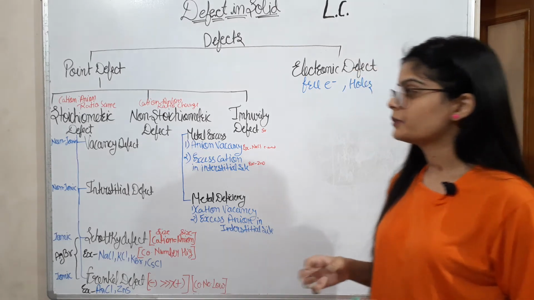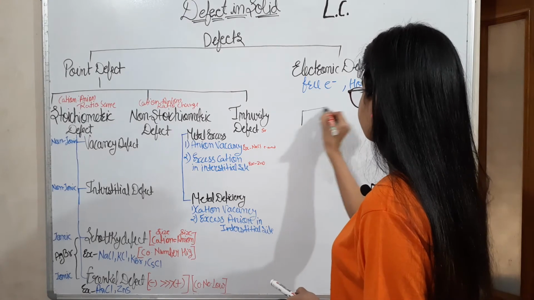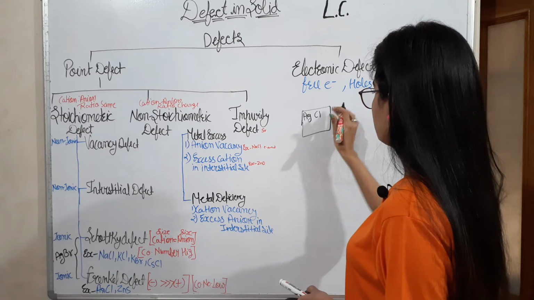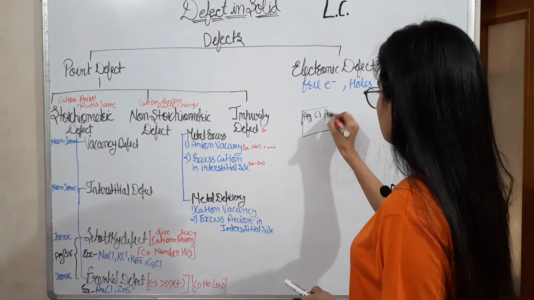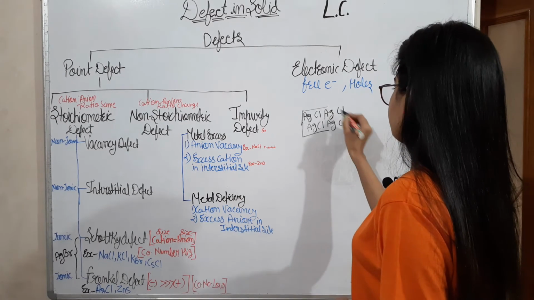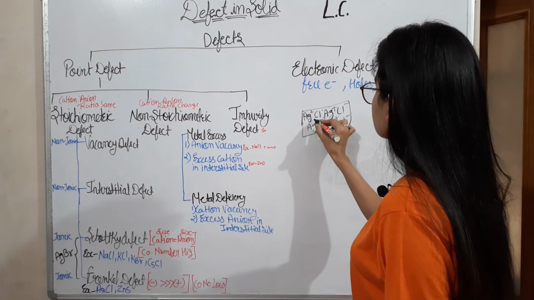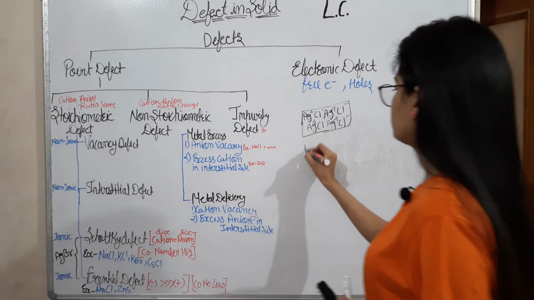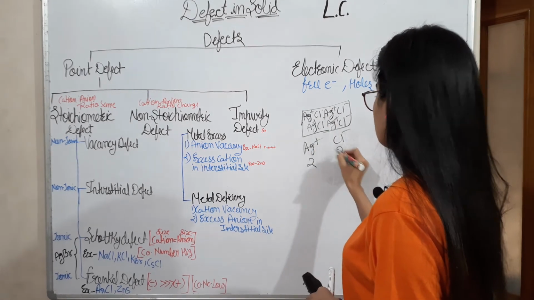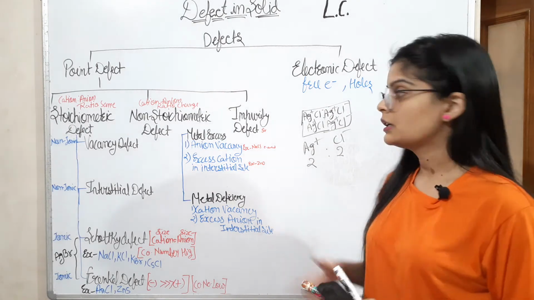non-stoichiometric defect. First of all, I want to say that if there is an atom, AgCl, AgCl, okay. So here, how many cations and anions? Here 2 cations and 2 anions are present. It means the ratio of cation and anion is the same.